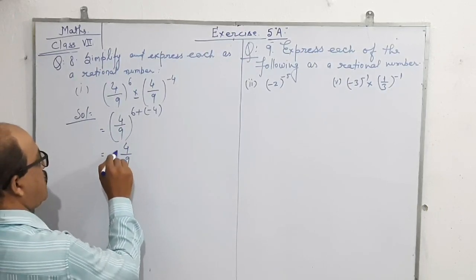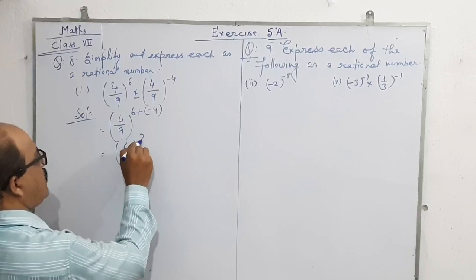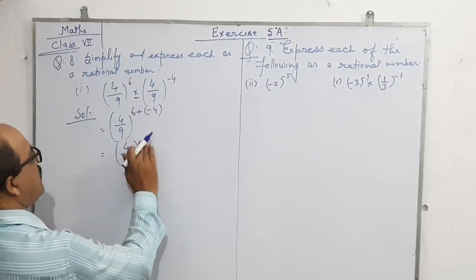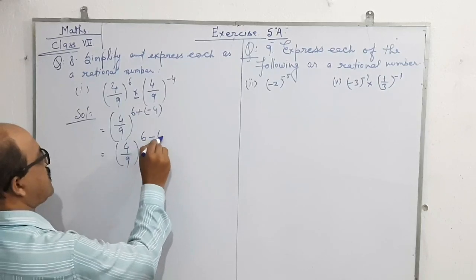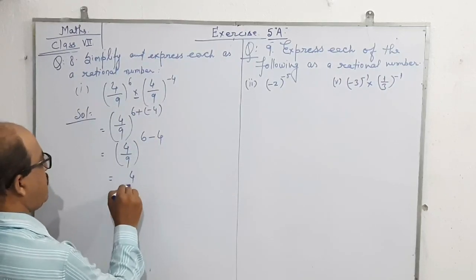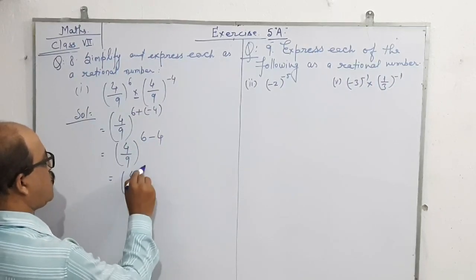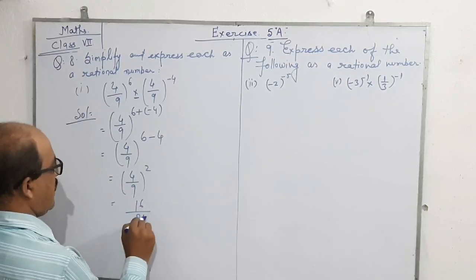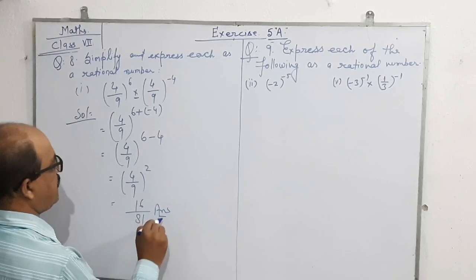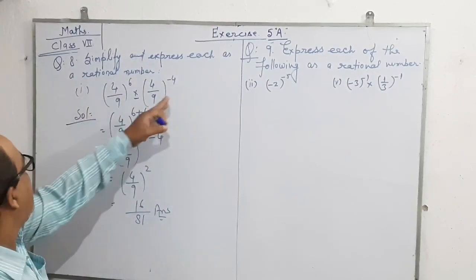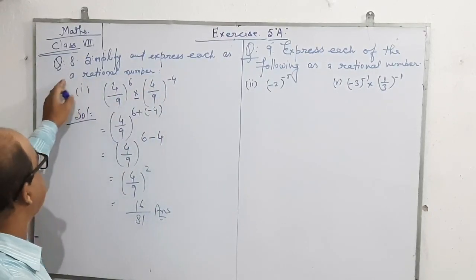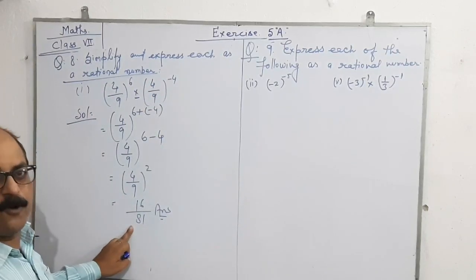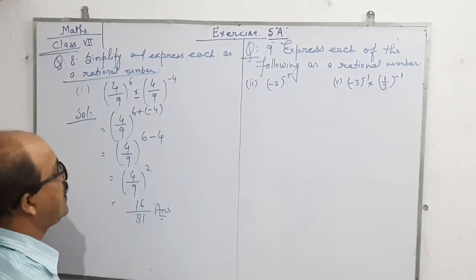4 by 9 to the power 2. When you simplify it, simply you will do 6 minus 4. So that is 4 by 9 to the power 2, and 4 fours are 16 and 9 nines are 81. This one is the answer of it. So simplify and express as a rational number, and 16 by 81 is in the form of a rational number.